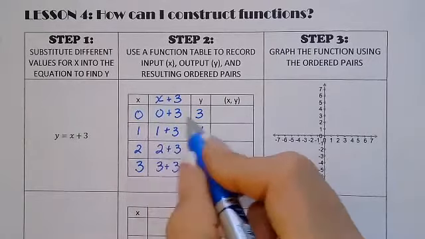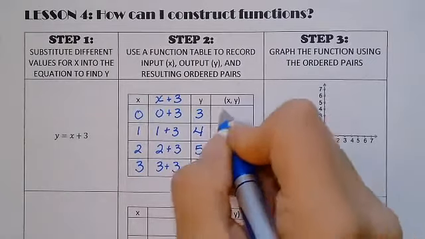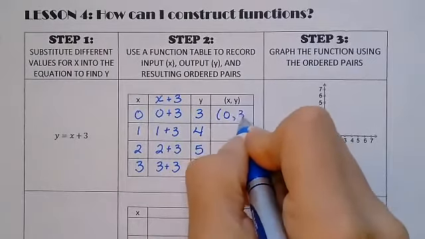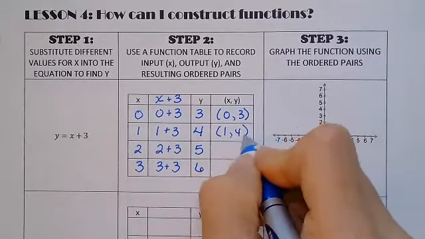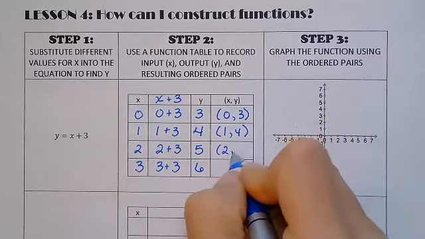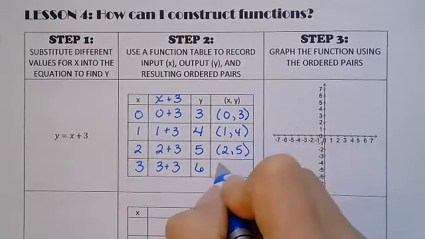So now we're going to use our input output to make our ordered pairs. 0, 3, 1, 4, 2, 5, and 3, 6.